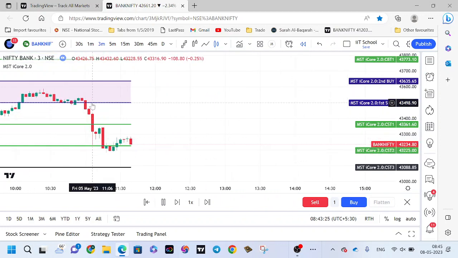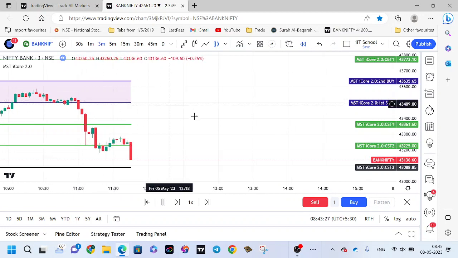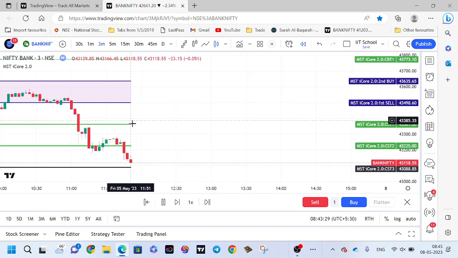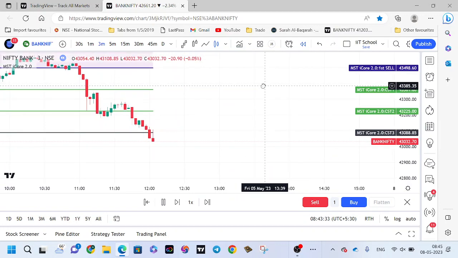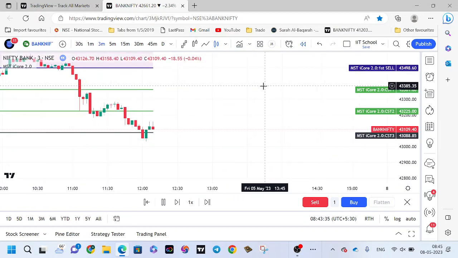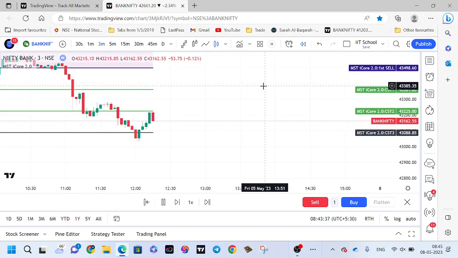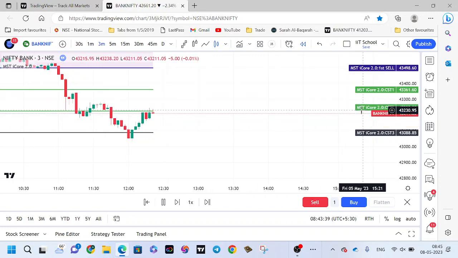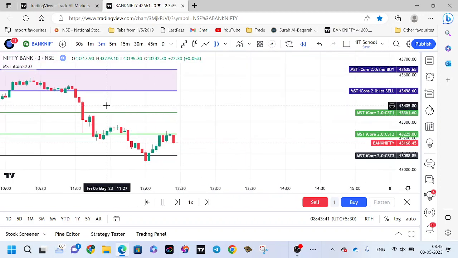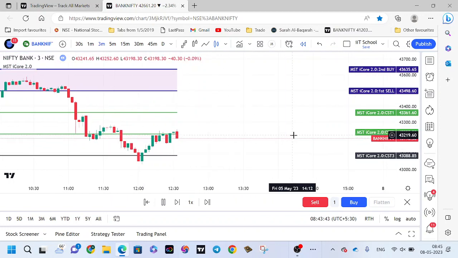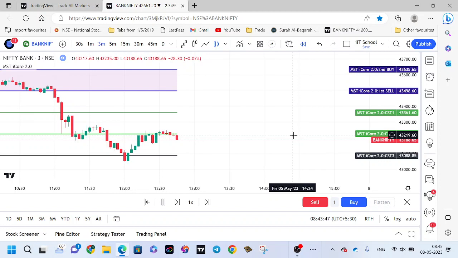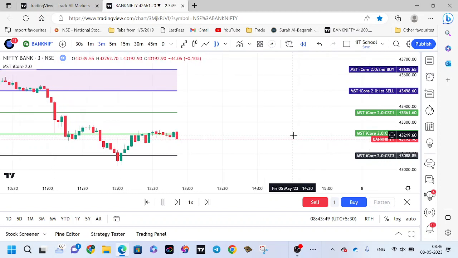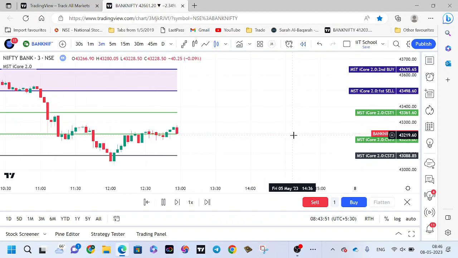If you want, you can exit at the first target, or you can revise your stop loss to cost and wait for the second target. Similarly, you can keep revising the stop loss and wait for all the remaining three targets. Now all three targets have been achieved. That's all. Our trading is over. So this is how we have to trade.